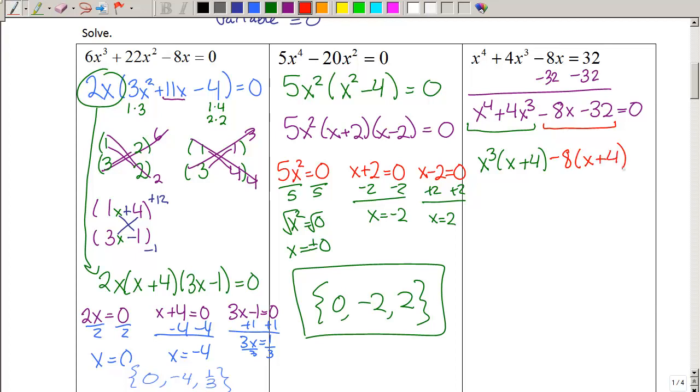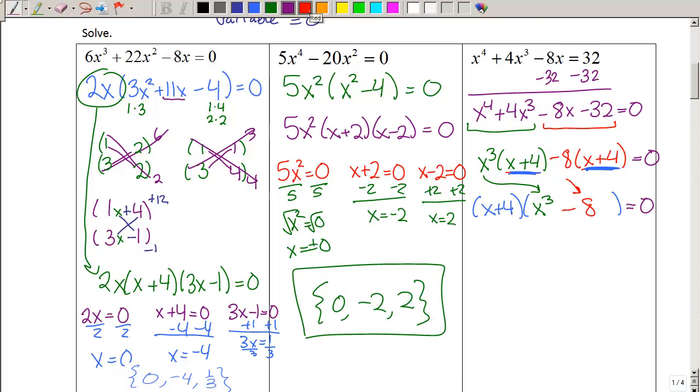If you accidentally factored out a positive 8, then the x plus 4 factor wouldn't appear in both the red group and the green group, and then you'd know to go back and factor out the negative as well as the 8. Now that I have the x plus 4 factor appearing in both groups, I can factor out the x plus 4, and I'm left with x cubed from the green group and minus 8 from the red group.